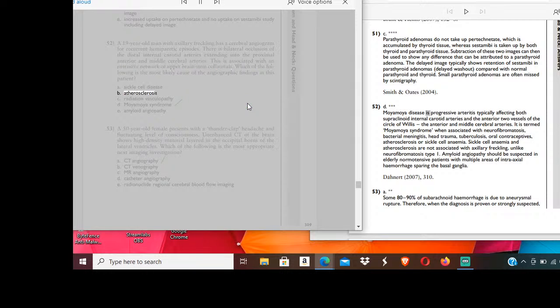A. Sickle cell disease. B. Atherosclerosis. C. Radiation vasculopathy. D. Moyamoya syndrome. E. Amyloid angiopathy.